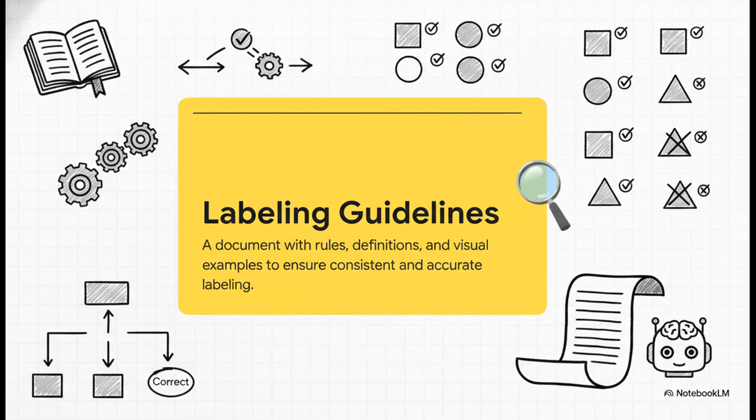Next up, labeling guidelines. Honestly, this might be the single most important document you create in this whole phase. This is the rule book for your labelers. It spells out exactly how to label everything, especially the tricky edge cases. Without this, you get chaos, inconsistency, and that poisons your ground truth.